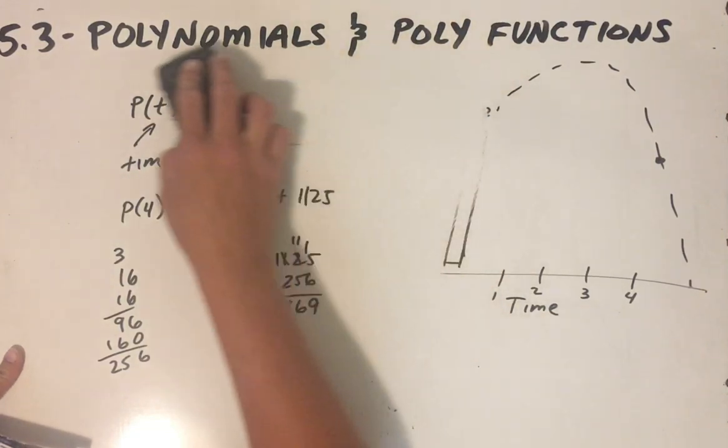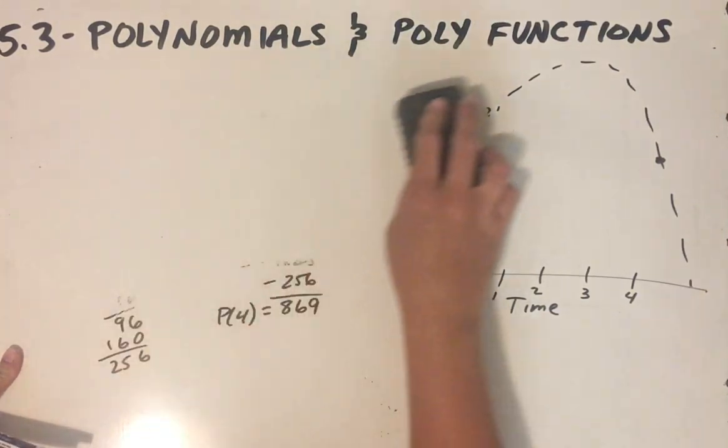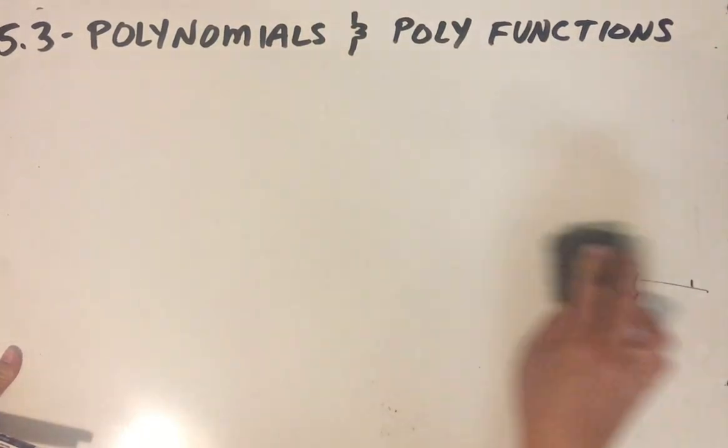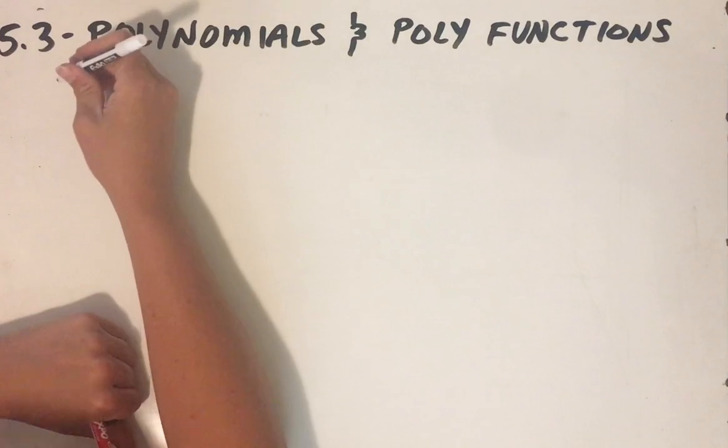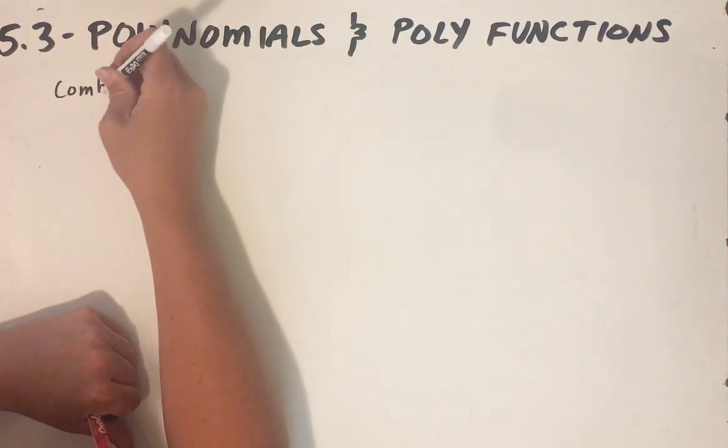Now we're going to move into adding and subtracting polynomials. Okay, and so what we need to do to add and subtract polynomials is we need to combine like terms. Combining like terms.